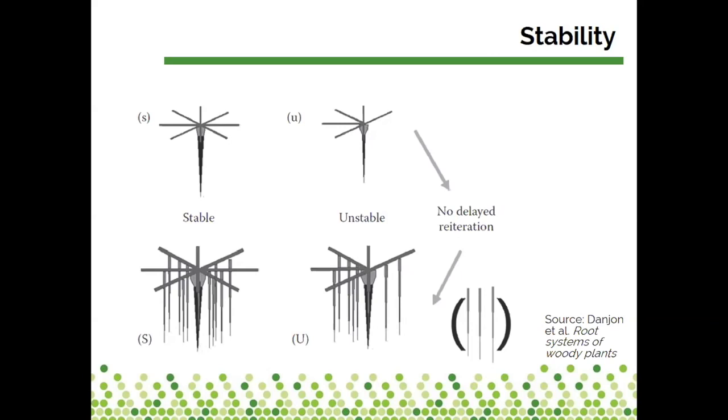So in that top left, we see a main taproot and then a bunch of well-distributed laterals, kind of like that Bur Oak that we saw. And that's characterized as a pretty stable system, even if there's a windstorm. Obviously, if you remove a bunch of those laterals and that taproot isn't as vigorous, you're going to have a much less stable root system.